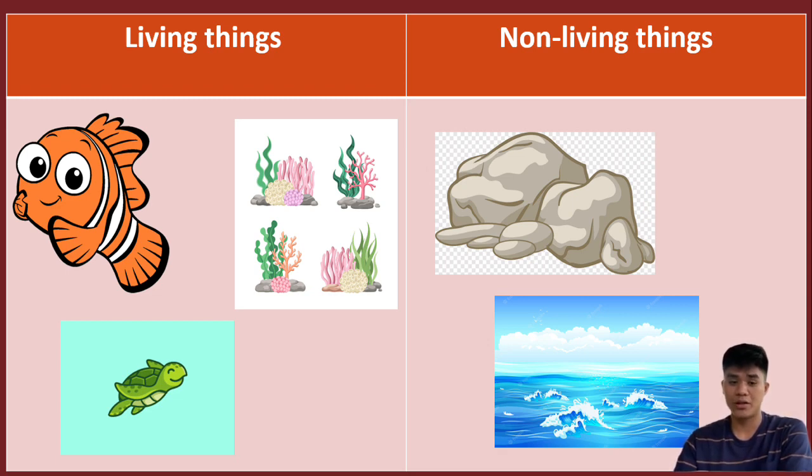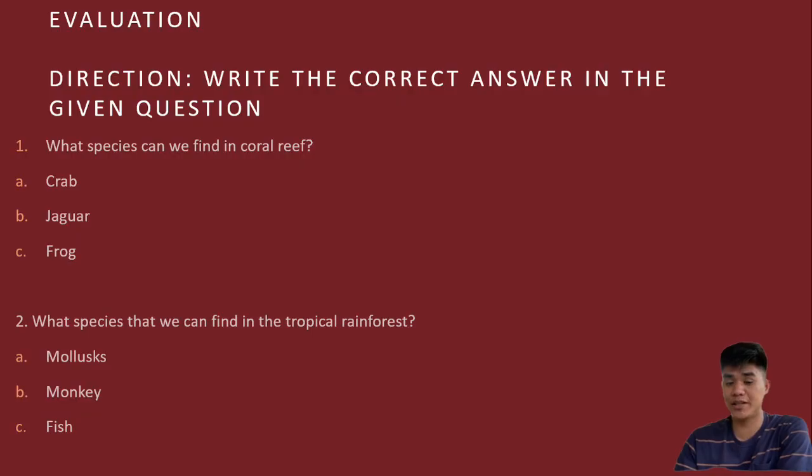So let's move on to the individual quiz in the evaluation part. Let's read the direction first. Write the correct answer in the given question. So number 1 is, what species can we find in coral reef? A. Crab, B. Jaguar, C. Frog. What is the answer, class? That's right, the letter A, which is the crab.